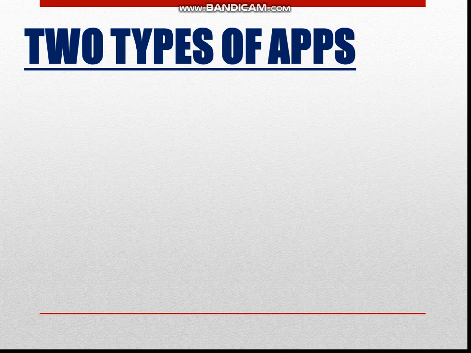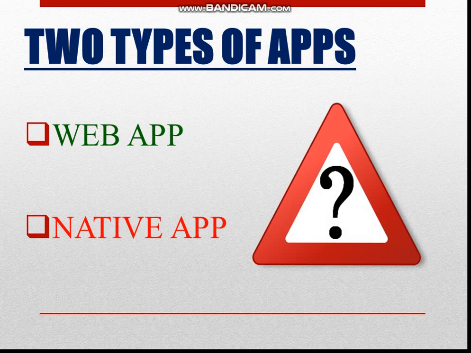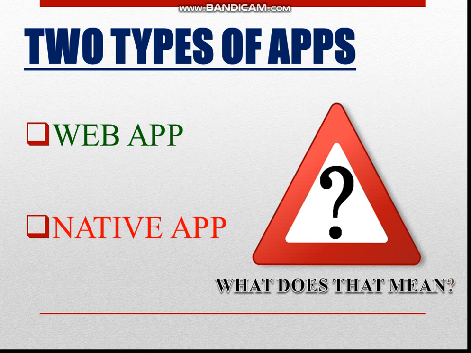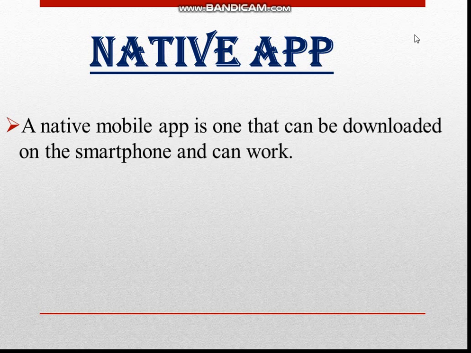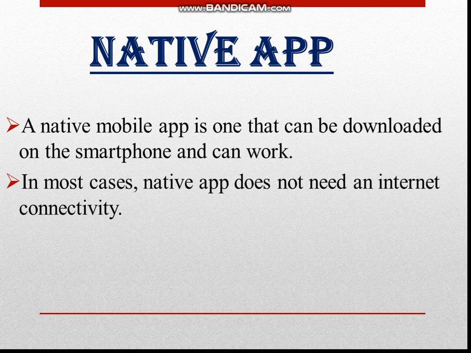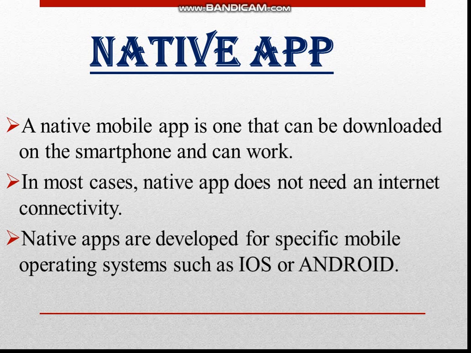Basically, there are two types of app, a web app and a native app. So what does that mean? That means that we can download and install the native app in our smartphones. In most cases, native app does not need any internet connectivity. Native apps are developed for specific mobile operating systems such as iOS.